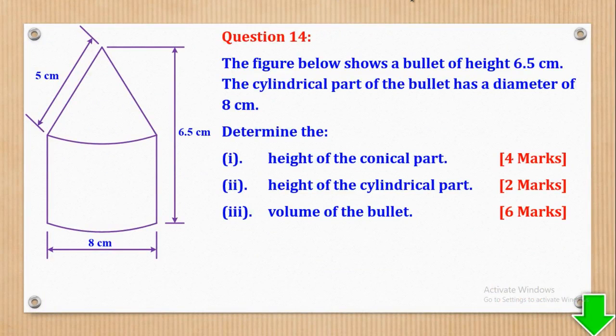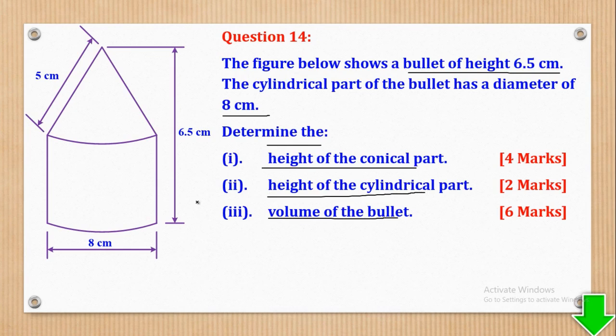So now we shall go to question 14. Question 14 says the figure below shows a bullet of height 6.5 centimeters. The cylindrical part of the bullet has a diameter of 8 centimeters. Determine Roman 1, the height of the conical part, Roman 2, the height of the cylindrical part, and Roman 3, the volume of the bullet.